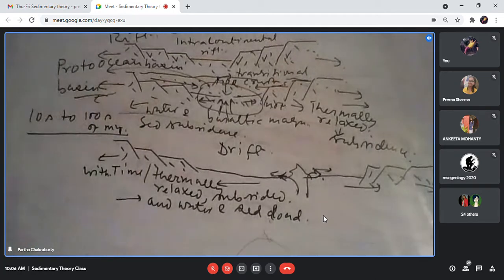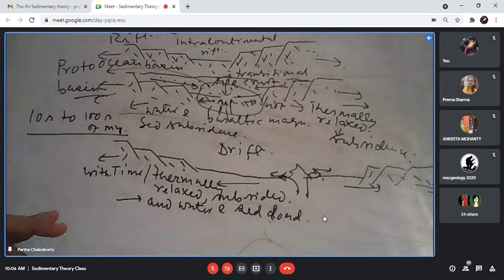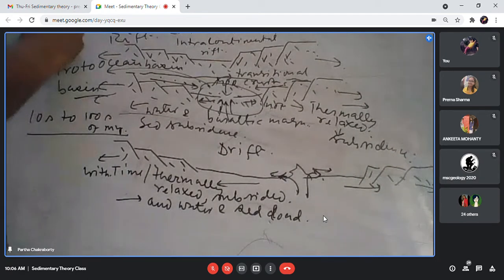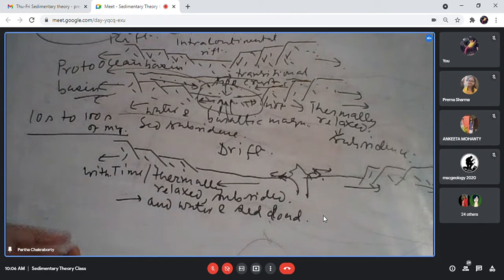Opening of the Pacific Ocean, opening of the Atlantic Ocean, all these that I am talking about has been talked about as a Wilson cycle. This is actually the Wilson cycle that I am talking about. And this is with time, this has gone.